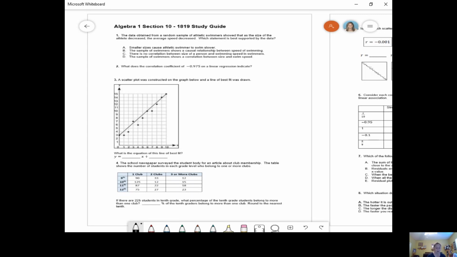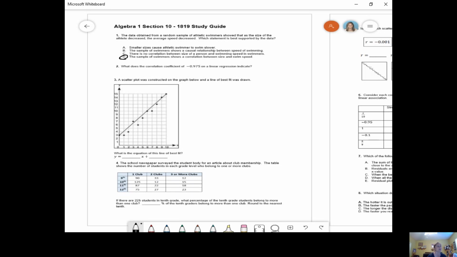All right, the data obtained from a random sample of athletic swimmers showed that as the size of the athlete decreased, the average speeds decreased. Which statement is best supported by the data? So we are going to hopefully get my tablet working. So it says smaller size causes athlete swimmers to swim slower. The sample of swimmers shows a causal relationship between the speed of a swimmer. There are no correlations between the size. And D, the sample of swimmers shows a correlation between size and swim speed. So that would be D.